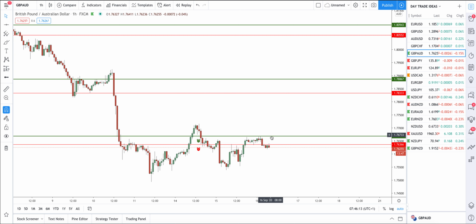It's not for us to predict where it's going or have a bias. That is dangerous when you're trading Forex, because 9 out of 10 times you're likely to be very wrong because they try to deceive you all the time.